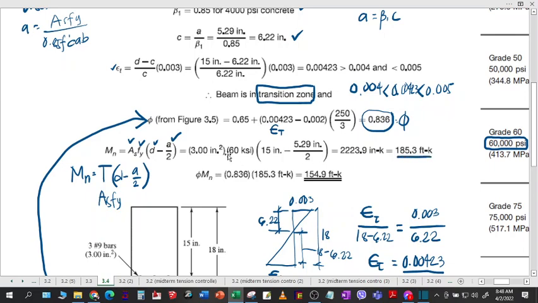Okay? And then for the ultimate strength, we introduce the phi that we have calculated here. Plug in the phi here. And then multiply it by 185.3 and you will get this value.